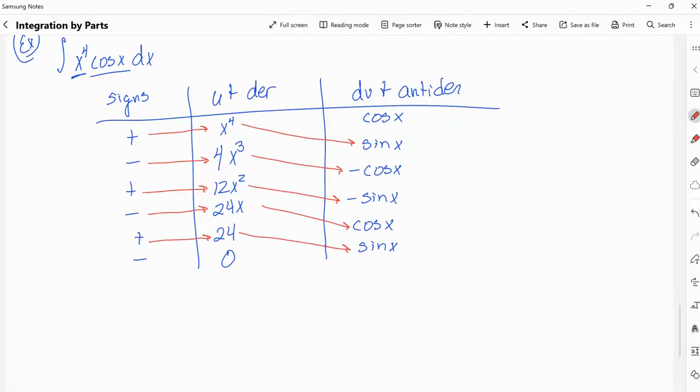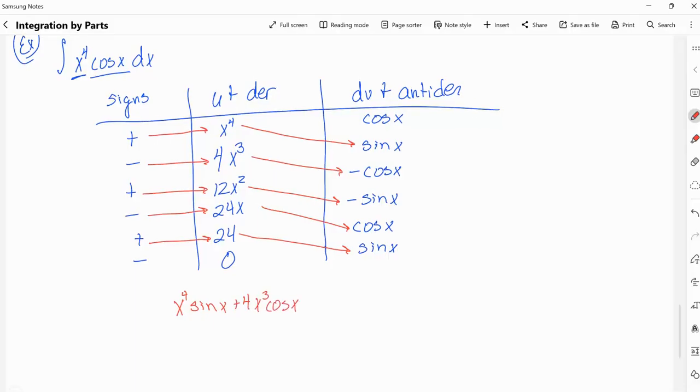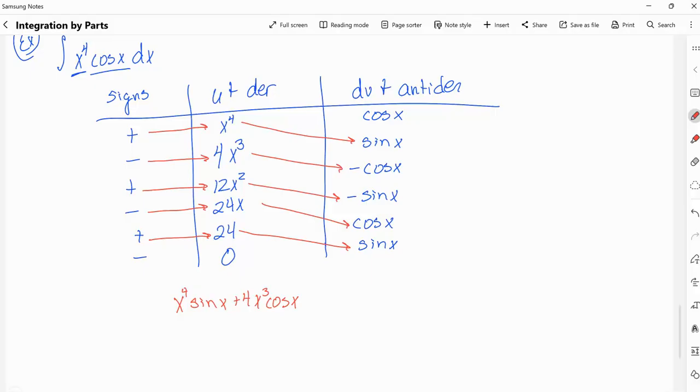So we're going to have a positive x to the fourth times sine of x. I'm going to have a negative 4x cubed times a negative cosine, which would make that a positive 4x cubed cosine. I'm going to have a positive 12x squared times a negative sine, so a negative 12x squared sine. I'm going to have a minus 24x times cosine, positive 24 times sine. And then that's where we would stop. That next one would end up being a 0. And don't forget your plus c.